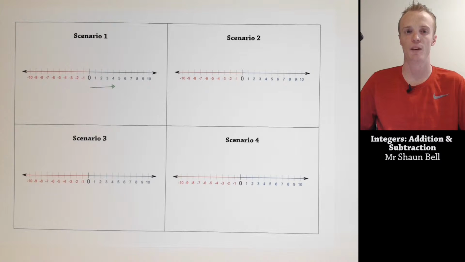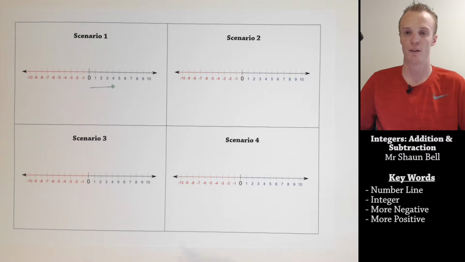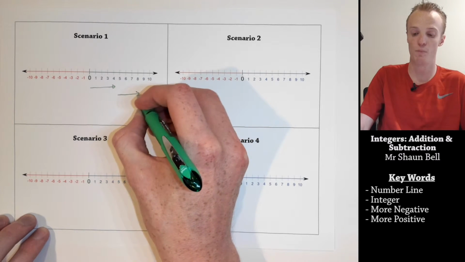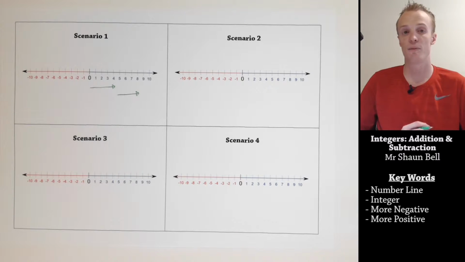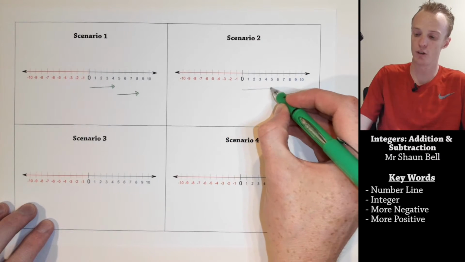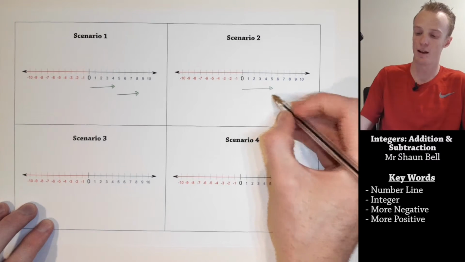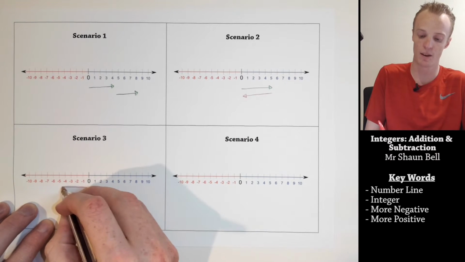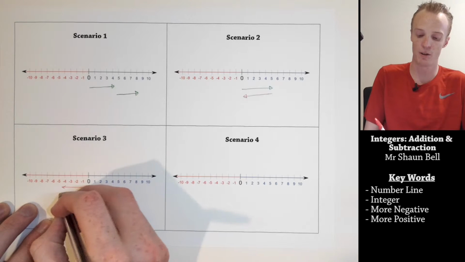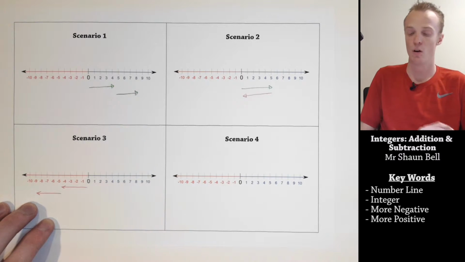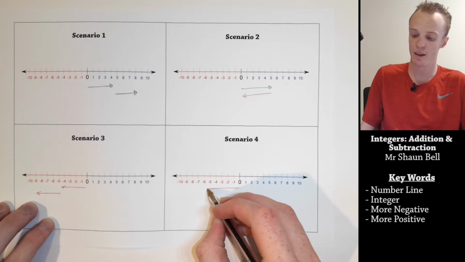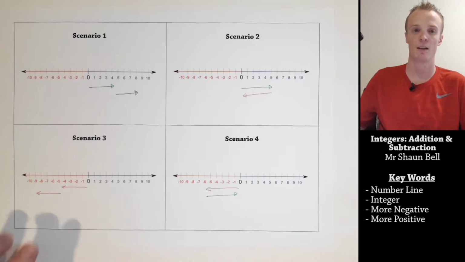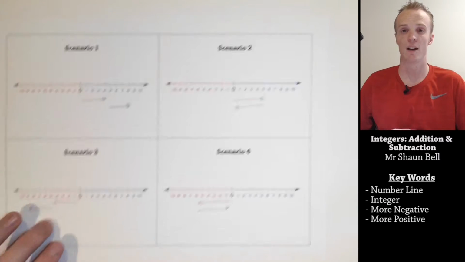Now that we have our rules, there are 4 scenarios that we could be faced with. We could start with a positive integer and that number could become more positive. The second scenario is starting with a positive integer and that integer becomes more negative. The third scenario, we could start with a negative integer and that value becomes more negative. In the fourth scenario, we could start with a negative integer and that value becomes more positive. Let's take a look at these in a little bit more detail.